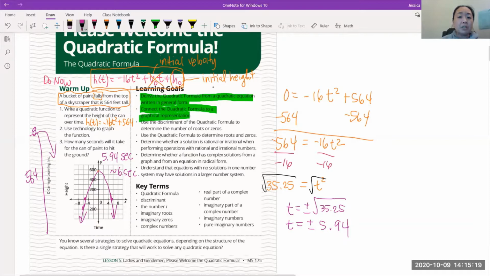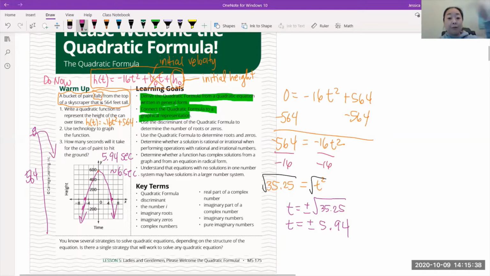So anyway, here we have the initial velocity, which is the V0. The H0 means the initial height, and the t's are just going to be the time, right? And if we notice right here, the initial height is going to be that 564, that's why we plug it into the H0. That's when time is equal to 0. So initial height.